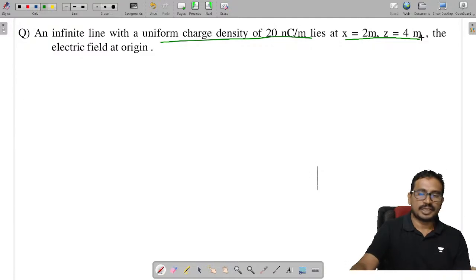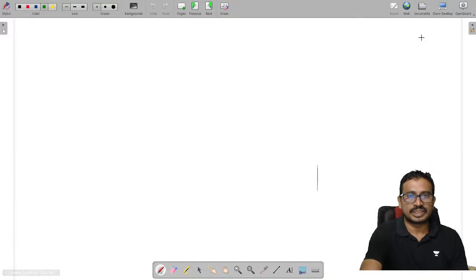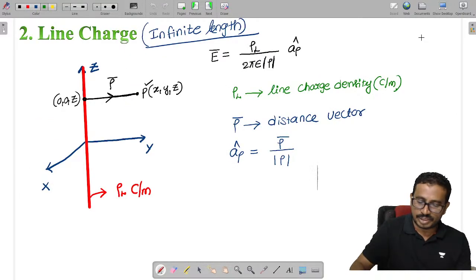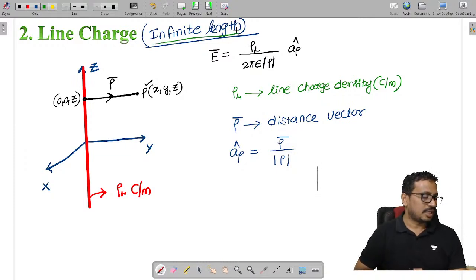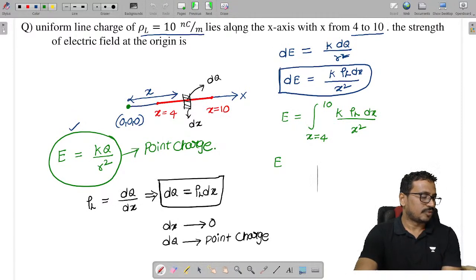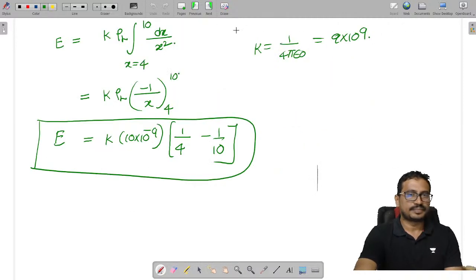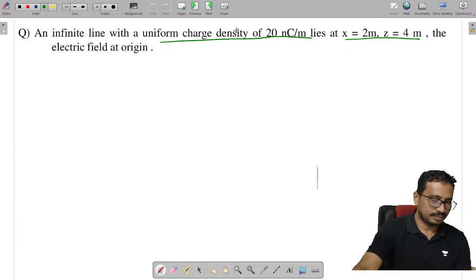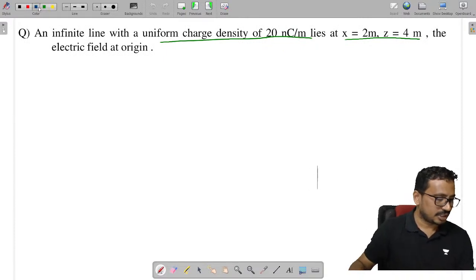No, we cannot apply the previous method here. This formula is valid only for an infinite line, infinite length only. If the length of the conductor is finite, then you need to approach this method. For a finite line charge, you need to approach this method. If it is an infinite line charge, you can apply the other formula.